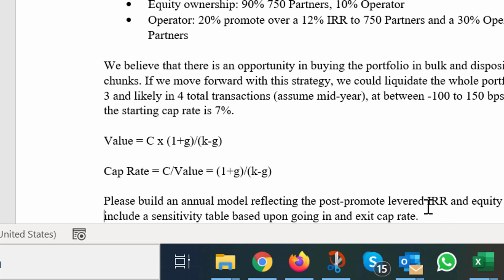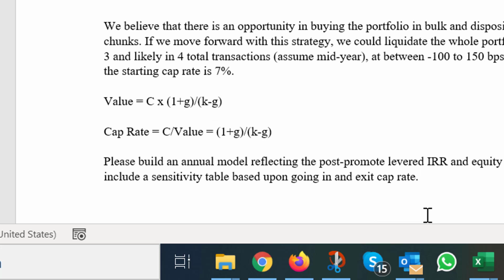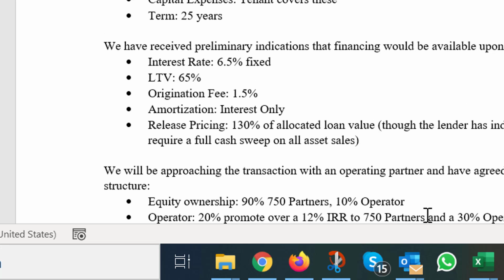Okay, please build an annual model. It says an annual model, but I'm going to do a monthly model and an annual model reflecting the post-promote leveraged IRR, post-operator really, leveraged equity multiple to this company called 750 USD in taxes, and put a sensitivity table based on the going-in and the exit cap rate. Okay, so let's get this set up now.